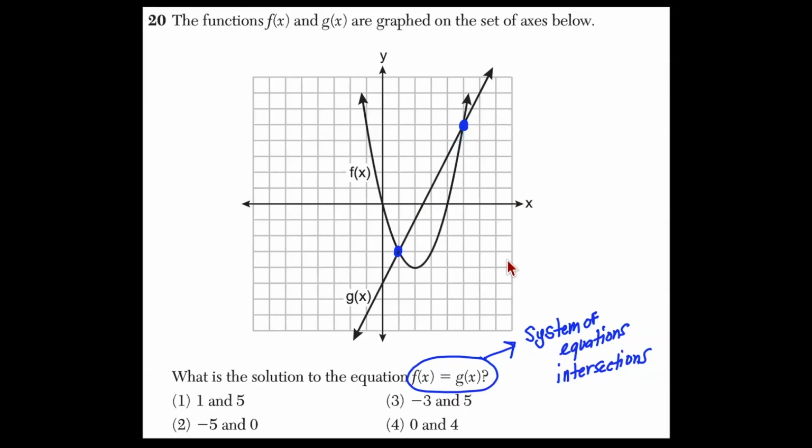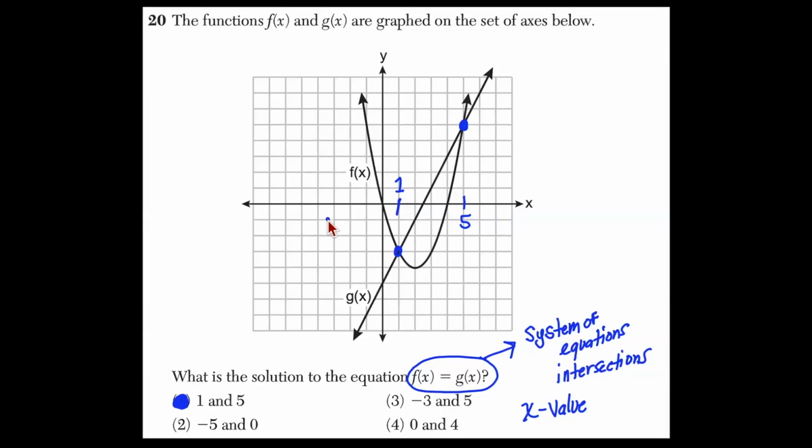Remember, anytime I'm looking at a question like this, I'm looking for the x value that causes these two to be equal to each other. So my x-axis goes left to right. This happens at an x value of 1, and again at an x value of 1, 2, 3, 4, 5. So I'm looking for 1 and 5, which is here. And that's pretty much it.